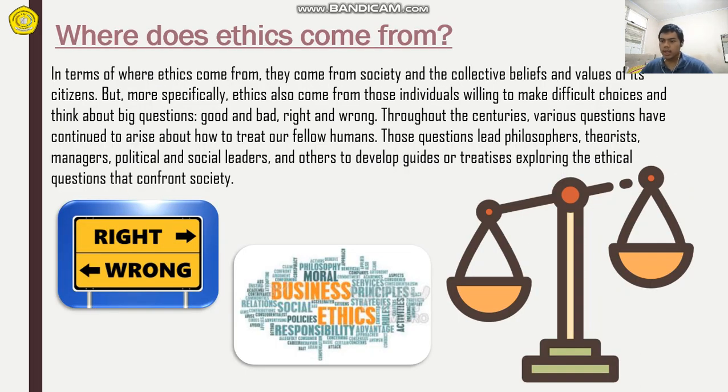Where does ethics come from? In terms of where ethics comes from, it comes from society and the collective beliefs and values of its citizens. But more specifically, ethics also comes from those individuals willing to make difficult choices and think about big questions, good and bad, right and wrong. Throughout the centuries, various questions have continued to arise about how to treat our fellow humans. Those questions lead philosophers, theorists, managers, political and social leaders, and others to develop guides and treatises exploring the ethical questions that come from society.